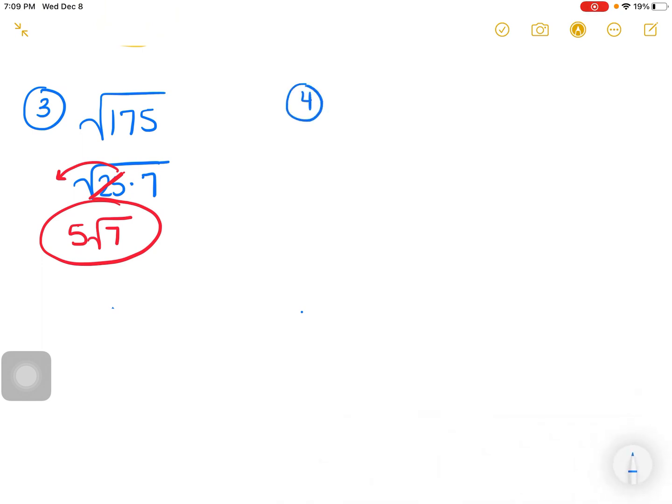Okay, the next one, let's do the square root of 108. Now this one may be a little more challenging for you, of finding a perfect square that goes into it. So if you want to pull out your calculator, you can. And just go through your list of perfect squares.